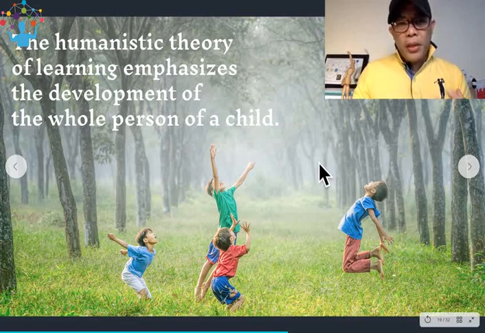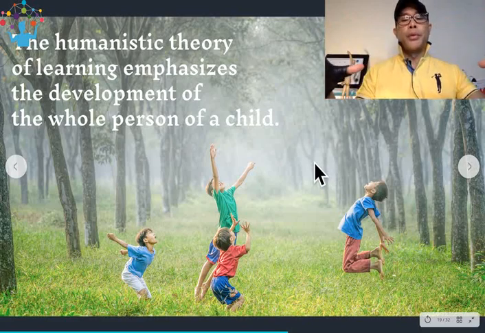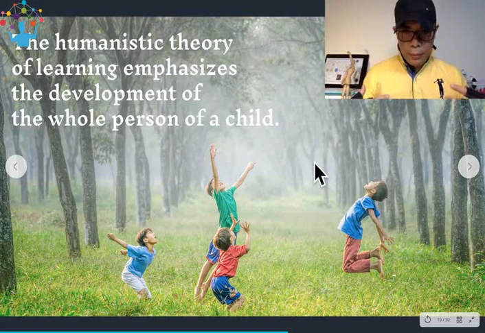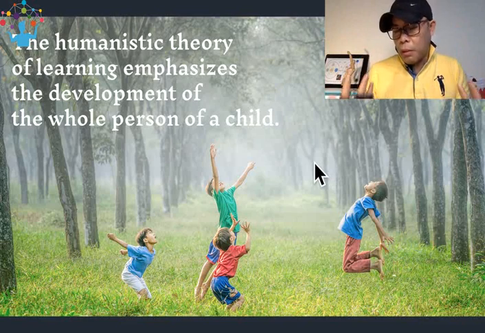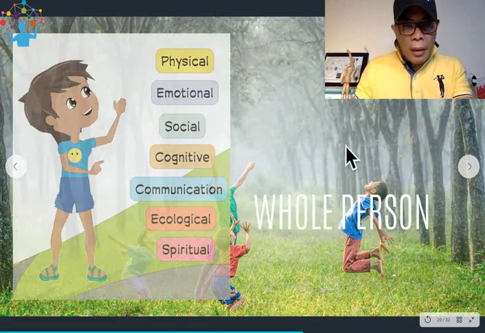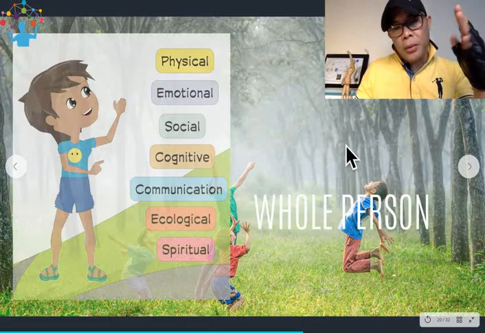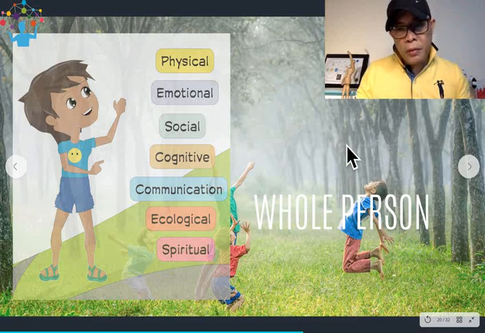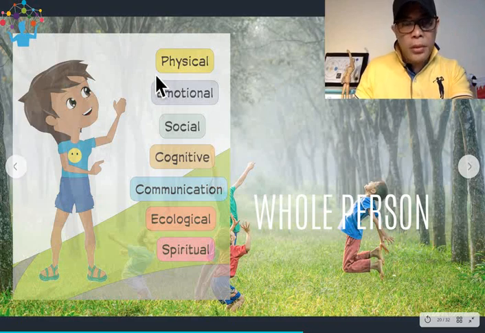All right. The humanistic theory of learning emphasizes the development of a whole person, the whole person of a child. So, what do we mean by a whole person? Let me give you this structure so that you can always recognize, okay, I'm really dealing with the whole person of a child. So, for example, if I am teaching, these are the different elements that I have to look into in terms of a whole person.